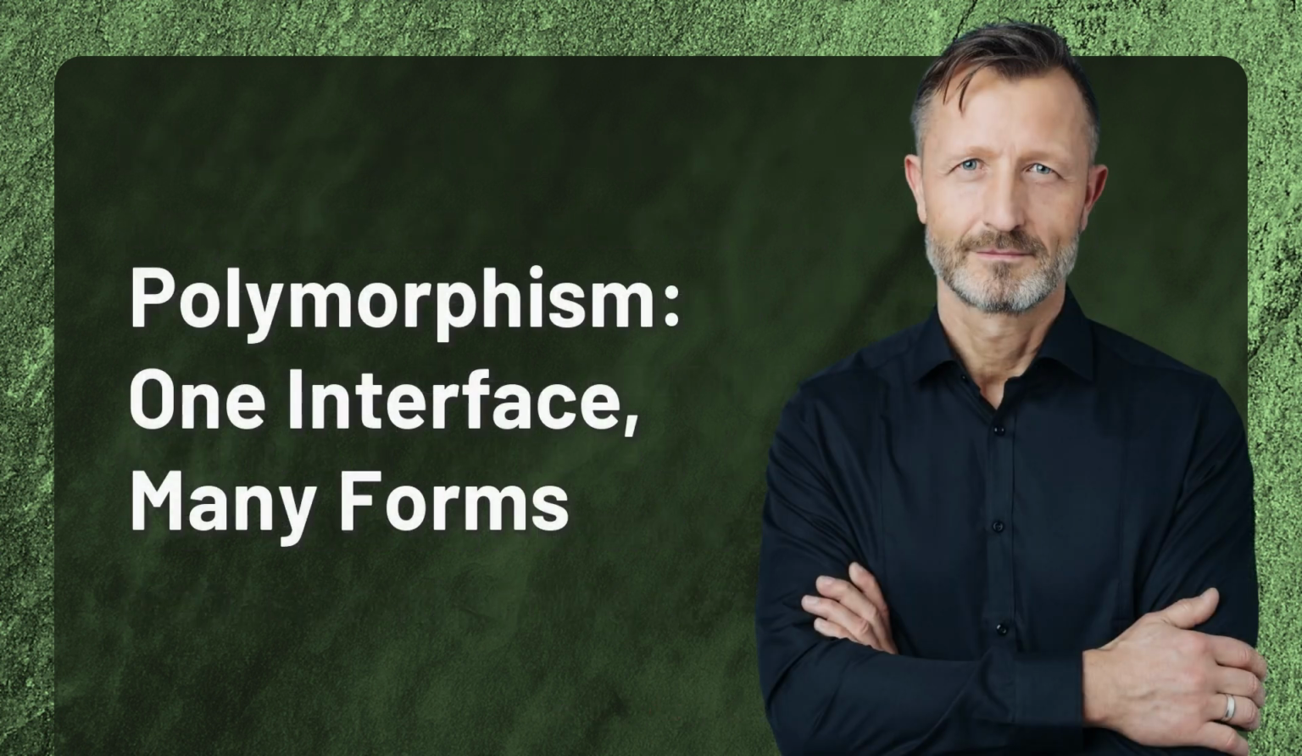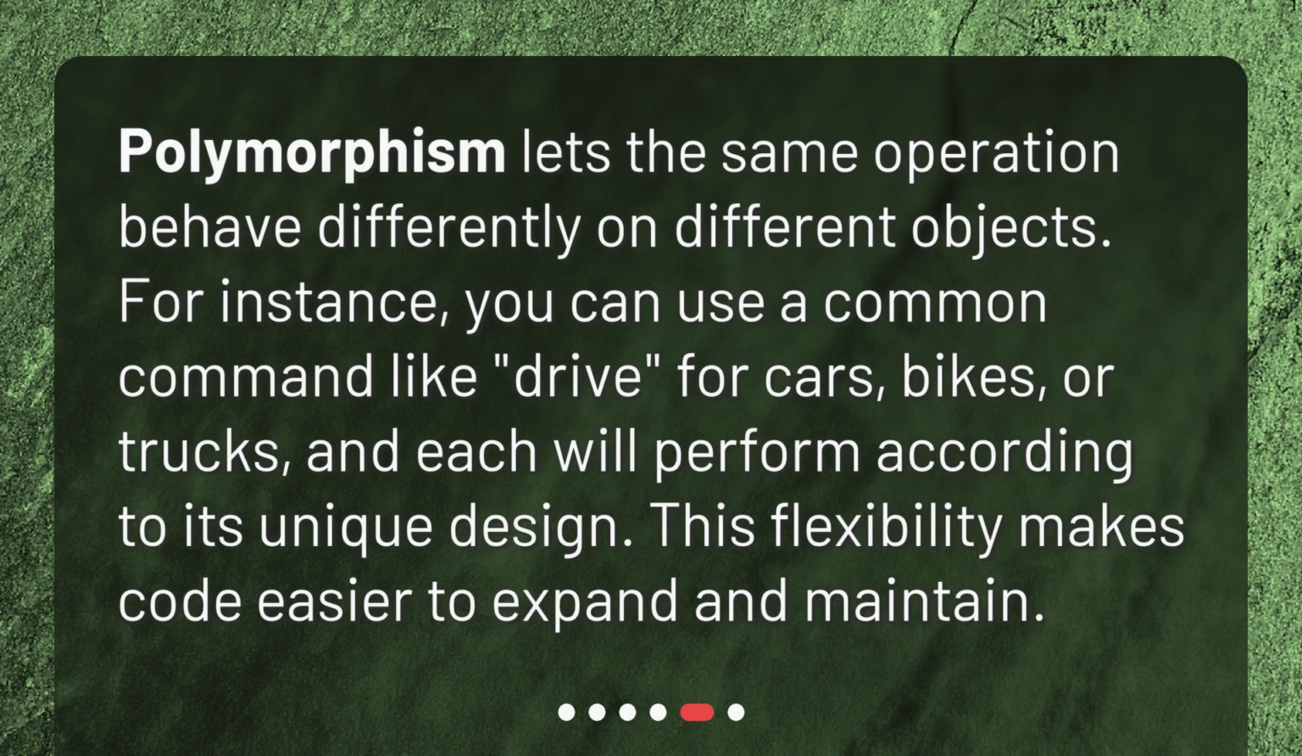Polymorphism, one interface, many forms. Polymorphism lets the same operation behave differently on different objects. For instance, you can use a common command like drive for cars, bikes, or trucks, and each will perform according to its unique design. This flexibility makes code easier to expand and maintain.